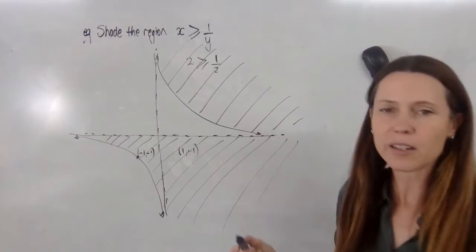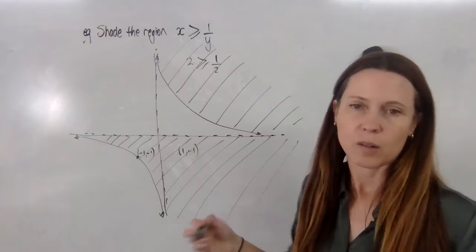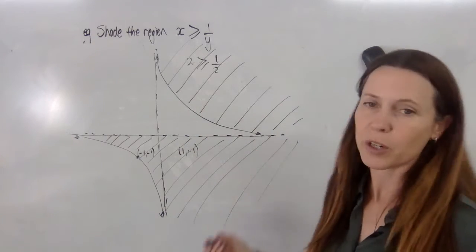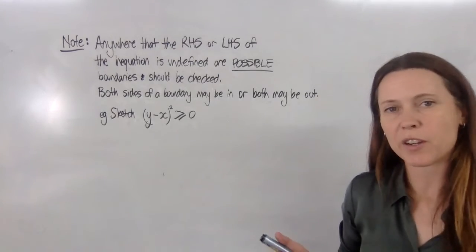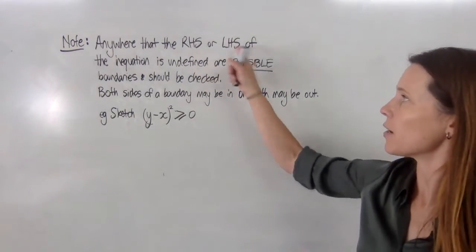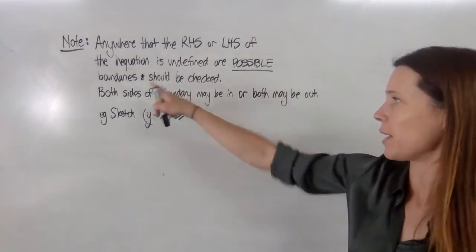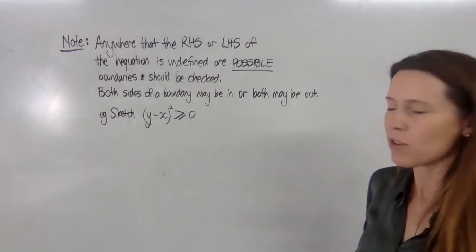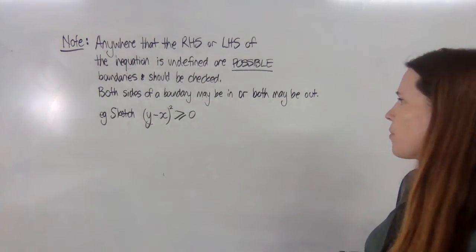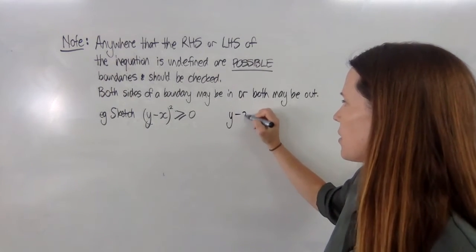But as I said, anytime you're unsure, use a combination of the methods. Subbing in points will always help you figure out which sections you need to shade and which sections you don't. Now, it should be noted that anywhere that the right-hand side or the left-hand side of the inequation is undefined are possible boundaries, and you need to check them every time, because both sides of the boundary might be in the region or both of them might be out. So I think this is a good example, and in fact we'll also sketch this one.